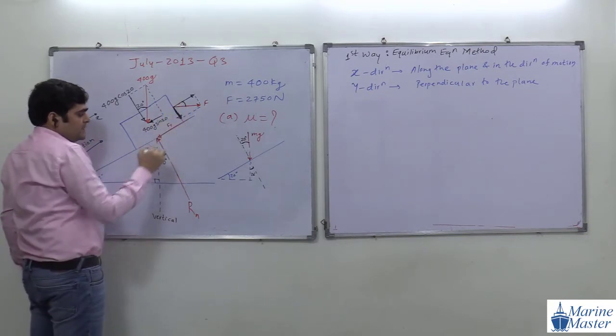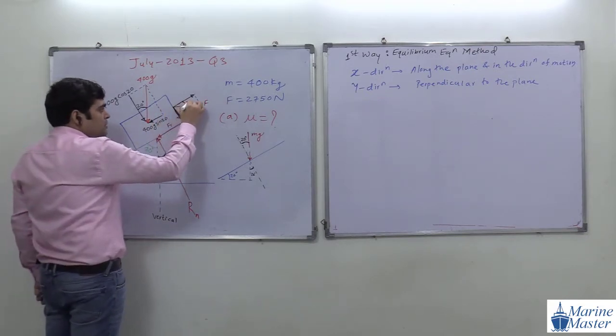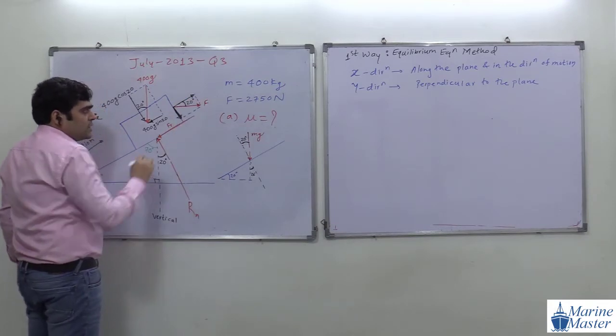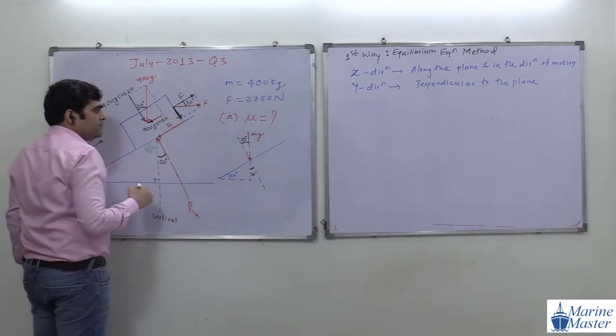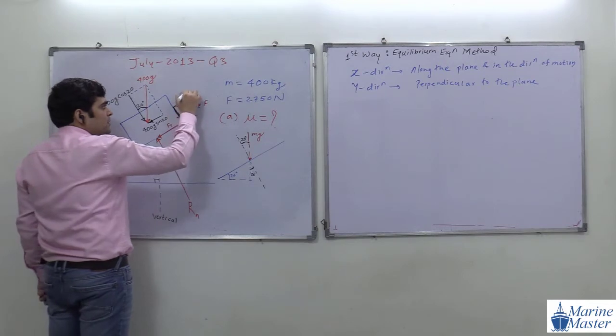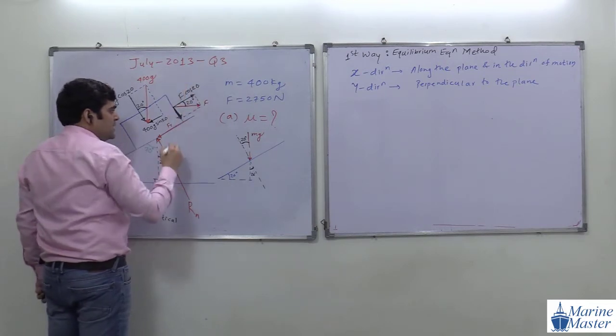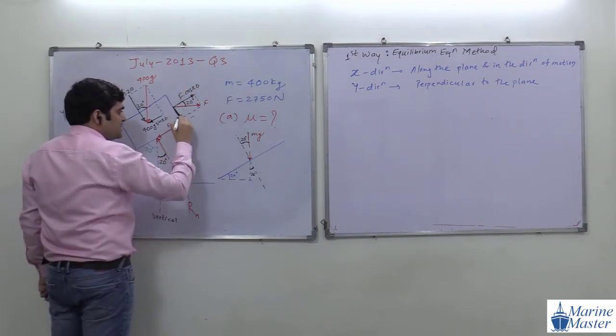This angle will be what, guys? 20 degrees. Correct. Good. This angle will be what? 20 degrees. So this component will become what, guys? What will be this component? F cos 20. And what about this component, guys?